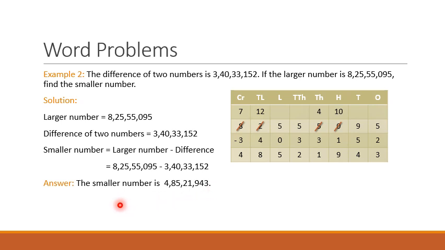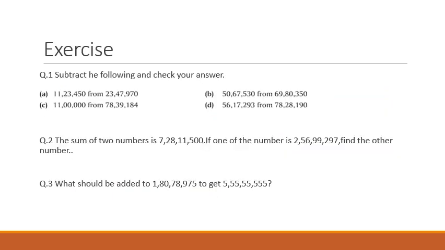Now remember students, if the question is given the other way, that means if you have been given the difference of two numbers and the smaller number, and you have to find the larger number, then in such problems you would add. But if you have to find the smaller number, you have to subtract. So in this way you can solve these word problems. I hope now you have understood how to subtract large numbers, and now you would be able to solve the given exercise.